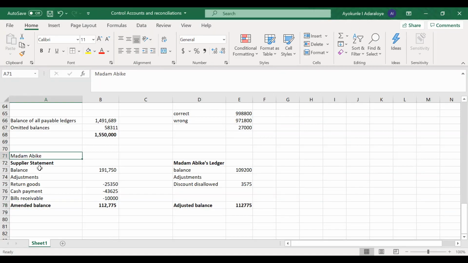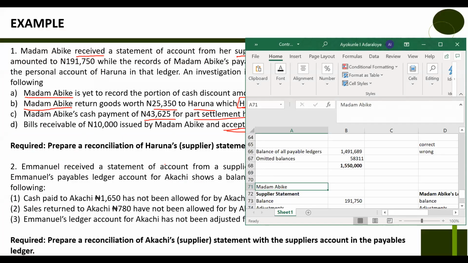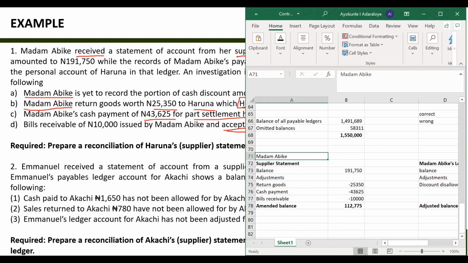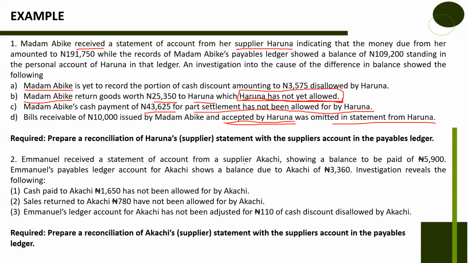Yes, sir. So please, these questions that I didn't solve, this second part, add it to the assignment. Look at it, but let me just run through it. Emmanuel received a statement of account from customer Kachi showing a balance. You want to do that one? No, I'm not doing it. Okay. I'm saying that you should add it to part of your assignment. I'm only running through it to tell you that it's not hard.